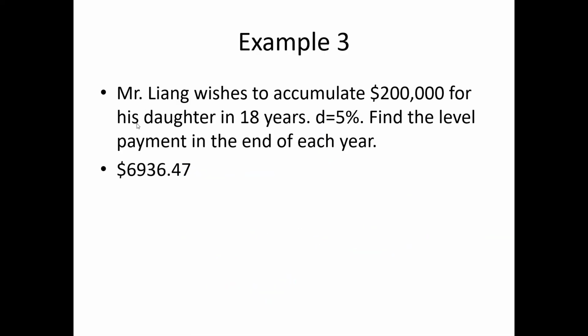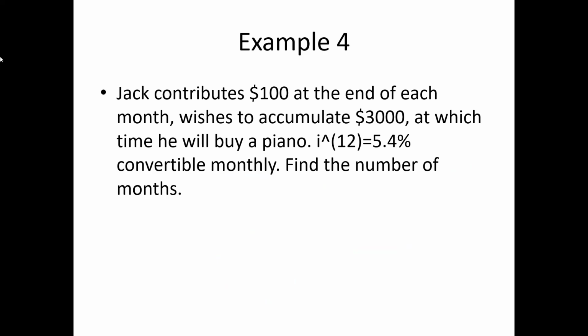Next one. Jack contributes $100 at the end of each month, and wishes to accumulate $3,000. So this is the future value, okay? At which time he will buy a piano. And i superscript (12), this is the nominal rate, 0.054. So the monthly rate is simply this divided by 12, so that's 0.0045.